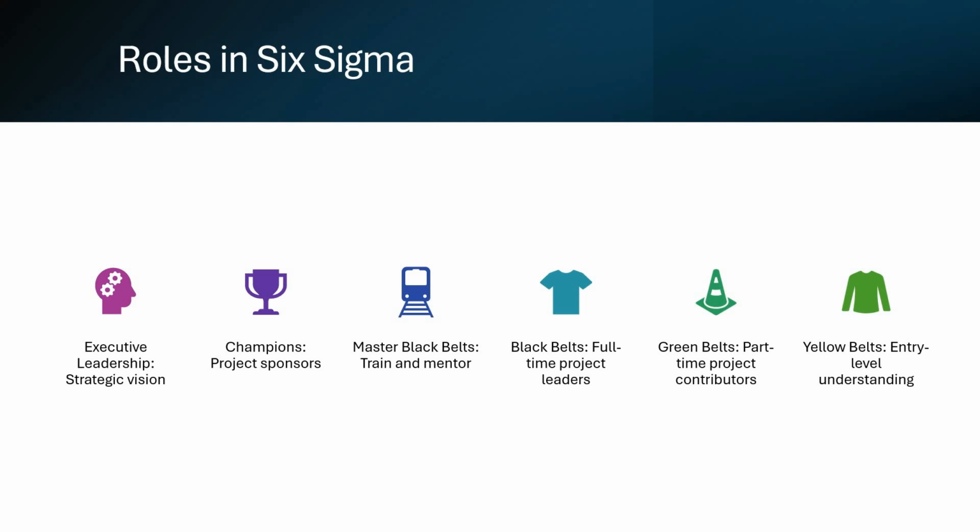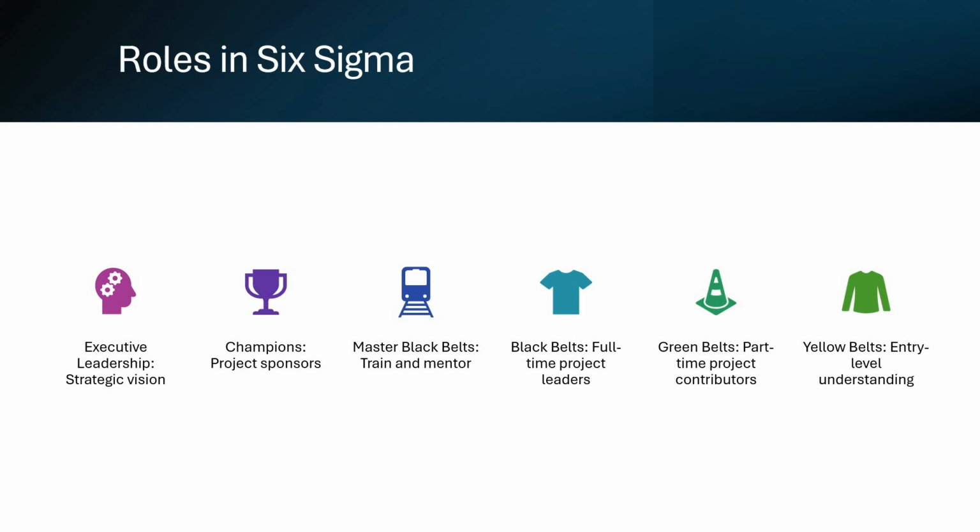Then comes the master black belts. These are the top tier Six Sigma experts with deep knowledge of methodologies and statistics. Their role is more of mentoring. They will mentor the black belts and green belts. They conduct training. They ensure projects follow the proper Six Sigma framework. They also help in standardizing tools and best practices across the organization. For instance, if a black belt gets stuck in the root cause analysis, the master black belt can step in and offer help.